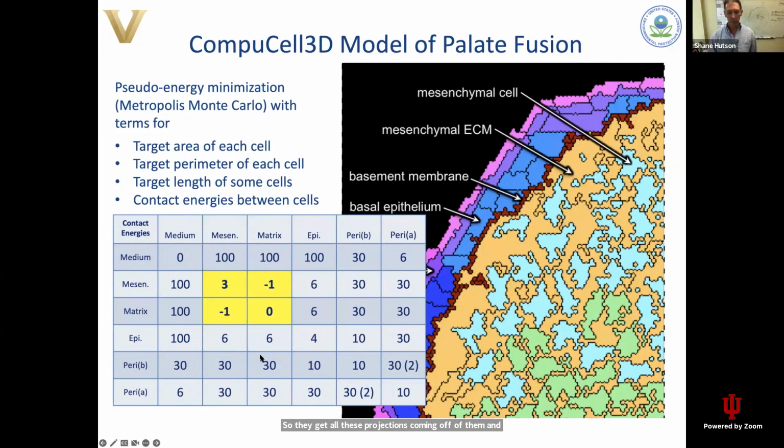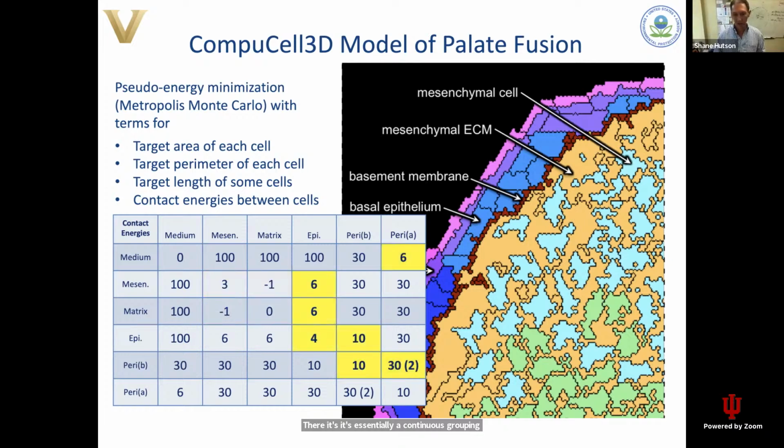And the reason we put in 0 for the matrix-matrix contact is because although the matrix is modeled as a number of different cells, there's a large number of cells in there. We don't really want there to be any distinction between one matrix cell and the next matrix cell. So the contact energy inside a matrix cell is the same as the contact energy between two matrix cells, right? No distinction there. It's essentially a continuous grouping.